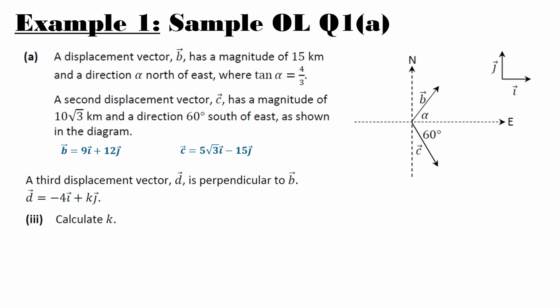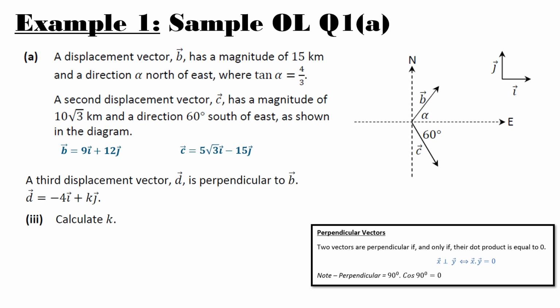So part 3 tells us a third displacement vector d is perpendicular to b. d is minus 4i plus kj. Calculate k. So in this case, we have to remember that if vectors are perpendicular, their dot product is 0. And that's what we're going to use to solve. Because we have an unknown, we're going to set up an equation and we're going to solve for k. So since the vector b is perpendicular to the vector d, then we know that the dot product of b and d should equal 0.